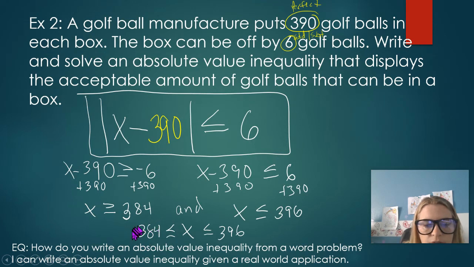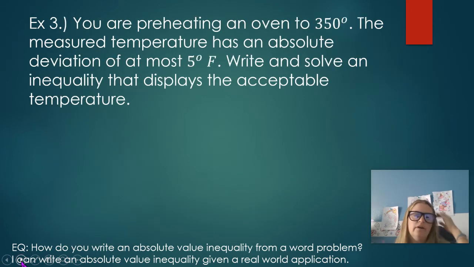So you know, if we had 385, that's an acceptable amount. If we have 394, that is an acceptable amount. But anything bigger than that or less than that would not be in that range. Okay, so same thing here. We're preheating an oven to 350 degrees. The measured temperature has an absolute deviation of at most 5 degrees. So it can't be off by more than 5 degrees. Write and solve an absolute value inequality that displays this acceptable temperature.